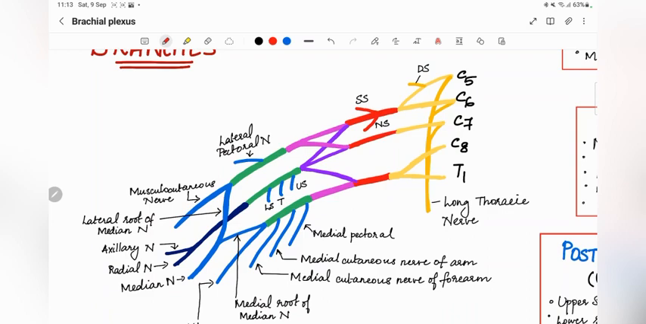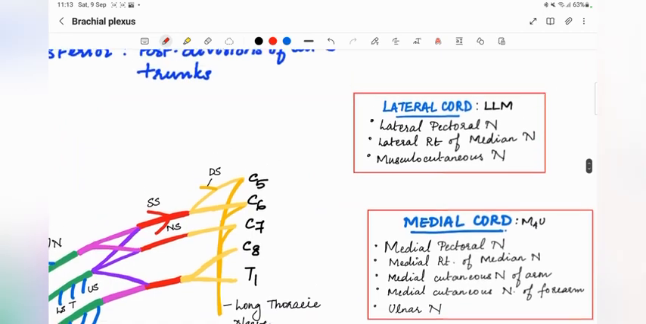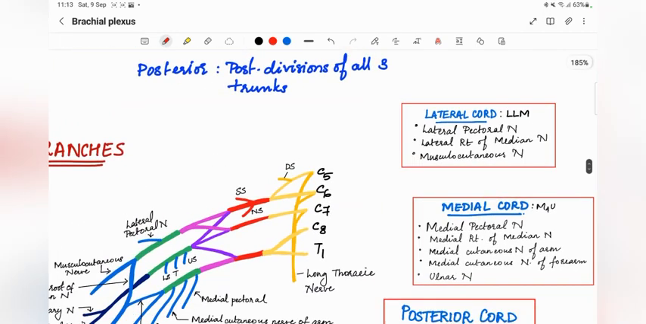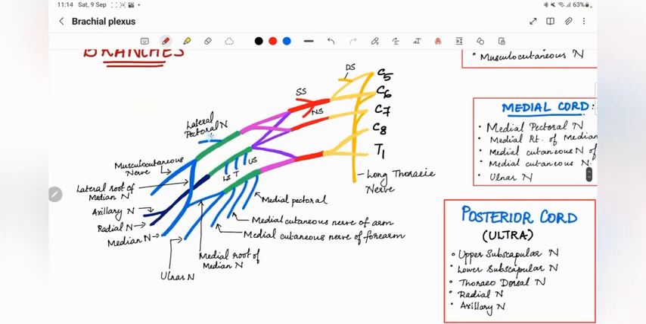So, talking about the branches that arise from the cords of the brachial plexus, we have a small mnemonic that we can follow. For the lateral cord, 3 nerves arise, which can be memorized as LLM. So, we have 3 nerves: the lateral pectoral nerve, the lateral root of the median nerve, and the musculocutaneous nerve, which are the 3 nerves that arise from the lateral cord of the brachial plexus.